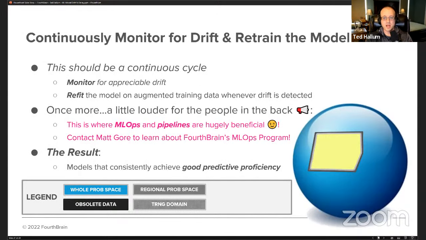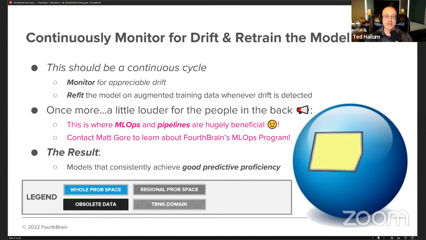Okay, so as I mentioned earlier, ideally, this really needs to be a continuous cycle. You should be monitoring for drift. You should be able to find out when drift is appreciable. And when it is, then you need to execute that process of using active learning and a temporal weighting scheme to your training data in order to realign your training domain with the problem space.